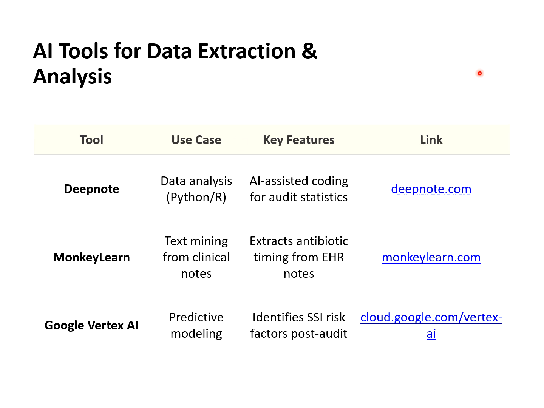The AI tools for data extraction and analysis, we have certain tools available. They can help in data collection and data extraction. For example, Deep Note, Monkey Learn, Google Vertex AI. These are a few tools. These are AI-assisted coding of audit statistics. And here we can extract antibiotic timing from EHR notes. And Google Vertex AI identifies SSI risk factors post audit. So this is for the predictive modeling.